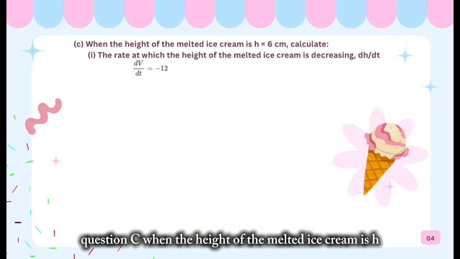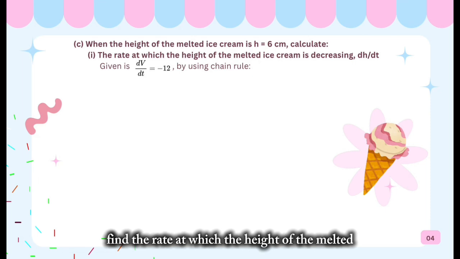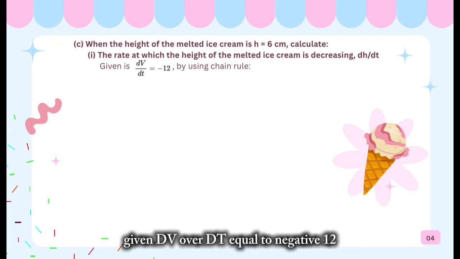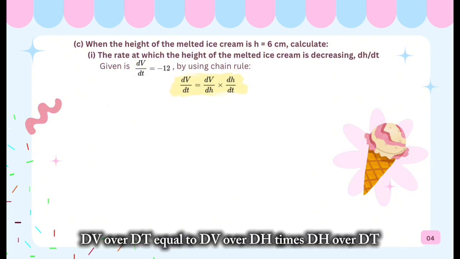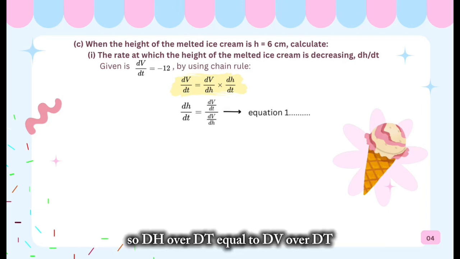Question C. When the height of the melted ice cream is h equal to 6 centimeters, calculate question 1. Find the rate at which the height of the melted ice cream is decreasing, given dV over dt equal to negative 12, by using chain rule: dV over dt equal to dV over dh times dh over dt. So dh over dt equal to dV over dt divided by dV over dh.